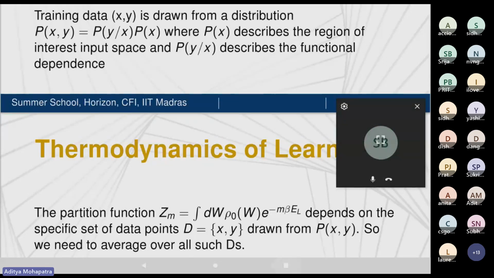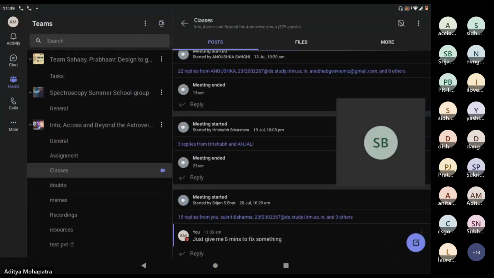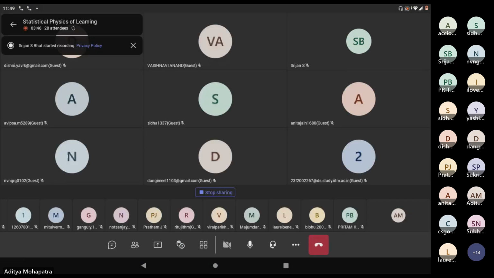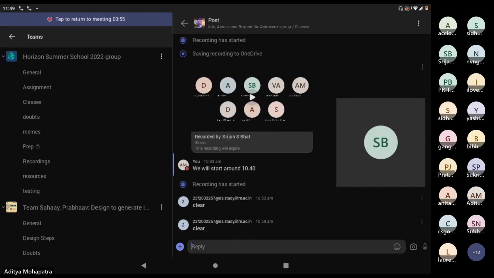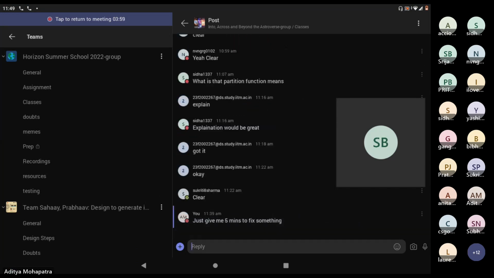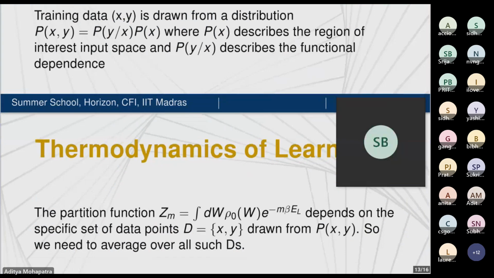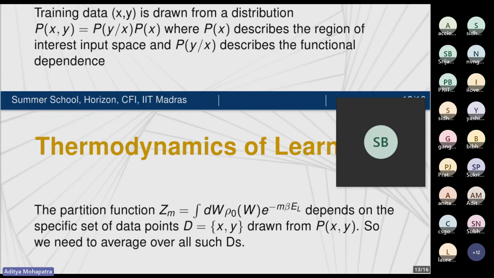Try it out. You can reply in chat. If you are facing any problem, I can explain it later, or here also. Just get the entropy for this distribution.